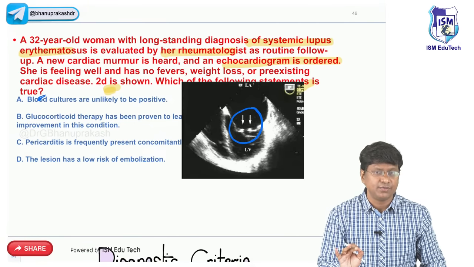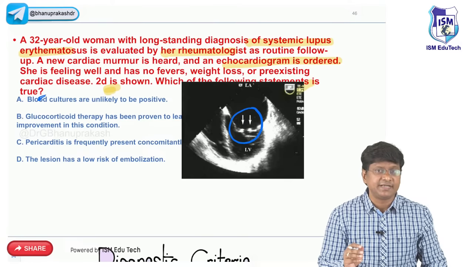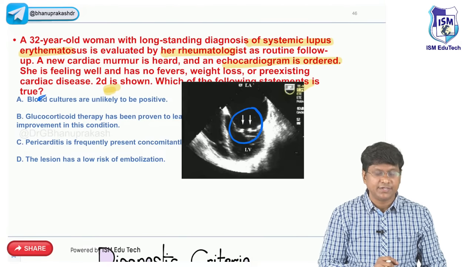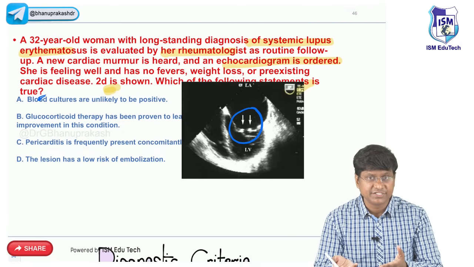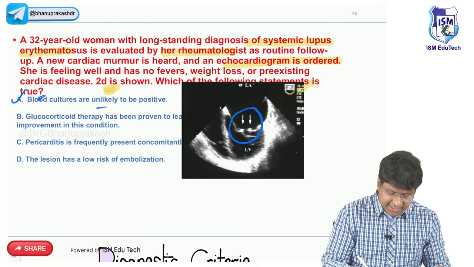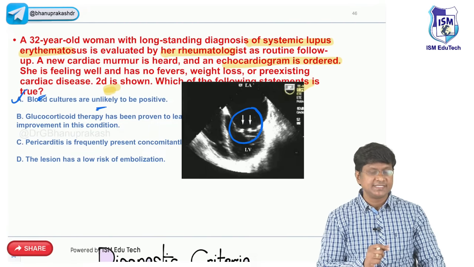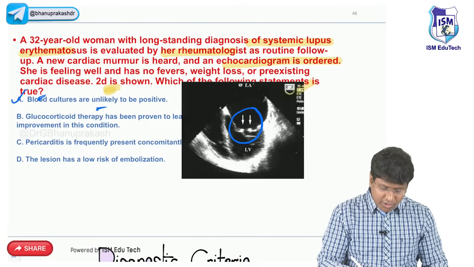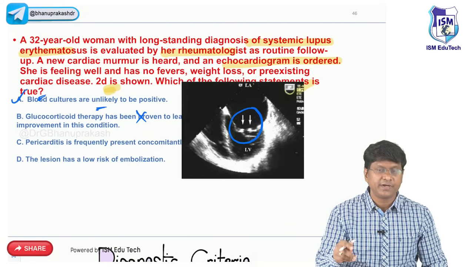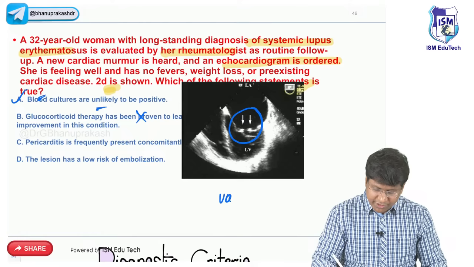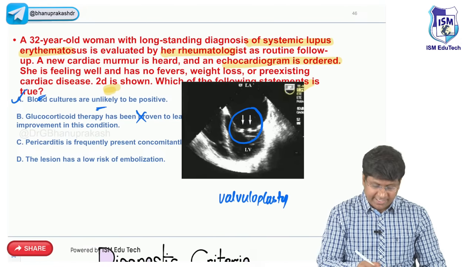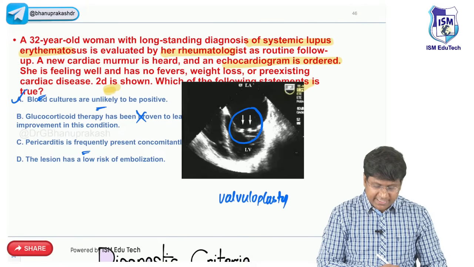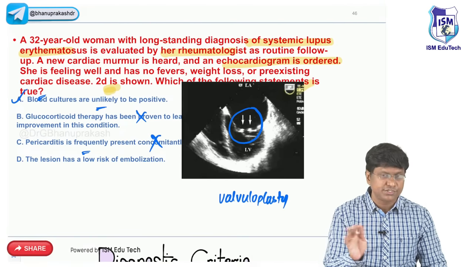Libman-Sacks endocarditis. So what is the correct statement here? The blood cultures are unlikely to be positive. So definitely, these are sterile vegetations. So the blood cultures are unlikely to be positive, right? That is the correct statement. And glucocorticoid therapy has been proven? No. For Libman-Sacks endocarditis, what you need to do is valvuloplasty, right? That will be the treatment for Libman-Sacks endocarditis. Then pericarditis is frequently the presenting concomitant manifestation? No.